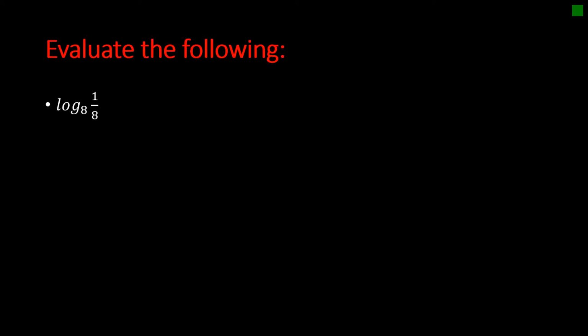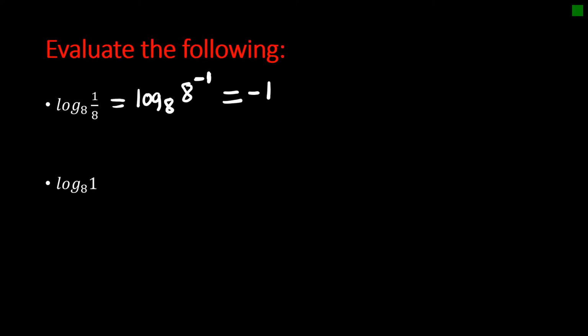So let's look at some examples. The first one, we want to evaluate log base 8 of 1/8. Now, we had a property that said log base b of b to the x was x. So let's see if we can rewrite this 1/8 as 8 to some power. Well, yes, 1/8 is the same as 8 to the negative first power. So we can use our property of log base b of b to the x equals x. So everything cancels and it's going to leave that exponent of -1.